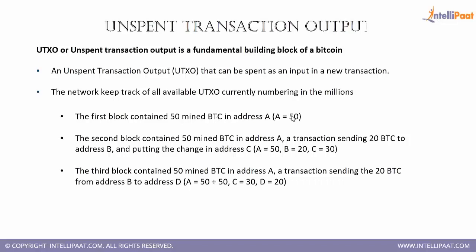So this is the first block, the mined block of 50 BTCs. The second block contains the 50 BTCs mined in the first block, with a transaction spending 20 BTCs to address B and putting the change in address C. The third block contained the 50 mined BTCs in address A, and a transaction sending 20 BTCs from B to D. So there are 3 blocks, and this is what they carry.